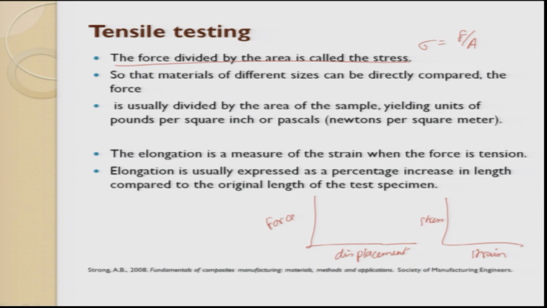So, a material of different size can be directly compared because the force is usually divided by the area of the sample, yielding units of pounds per square inch or whatever. We always use Newton per millimeter square or something. So, that is the stress. Elongation is strain. Strain is a unitless quantity, so it is percentage of elongation we generally talk about. It tells you what displacement you get. The elongation is expressed in terms of percentage, and you get the output.